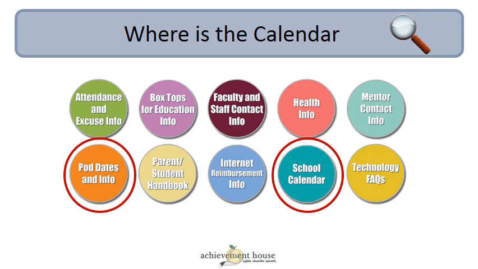This all may seem a bit confusing, but don't worry. You can print off the school calendar so you can have it right in front of you at all times. If you look at our Moodle homepage, scroll down to the buttons you see here. There's a button for pod dates and information, as well as a button for the school calendar. Check those out to see the specific dates for this school year.